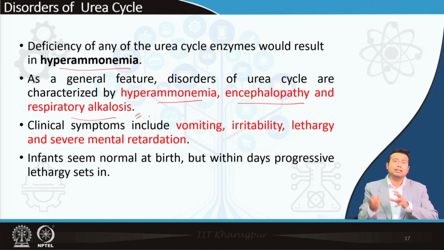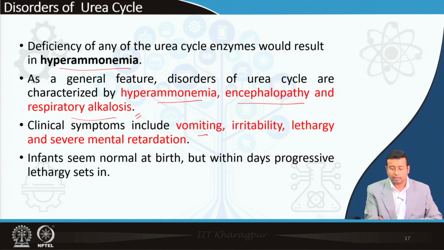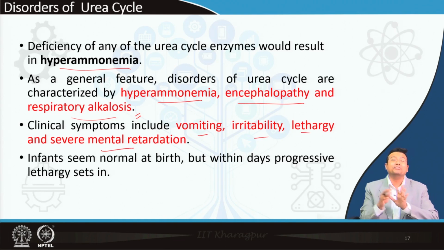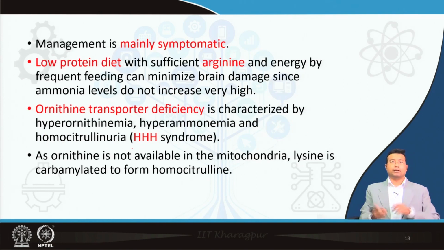Ultimately, ammonia toxicity, we already know, leads to features like vomiting, irritability, lethargy and severe mental retardation. There is depletion of the TCA cycle, and there are multiple neurotransmitters that are problematic. We have already discussed the mechanisms of ammonia toxicity, and if that toxicity happens right from birth, there will be progressive and severe mental retardation. The baby may seem normal at birth, but with ongoing days they will become lethargic and activity will be very much compromised.